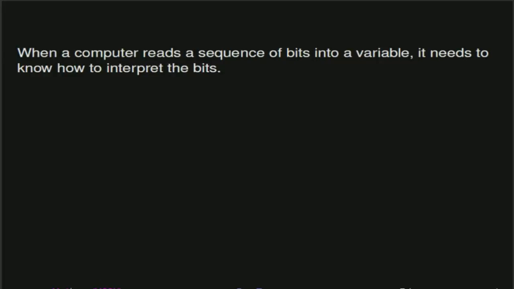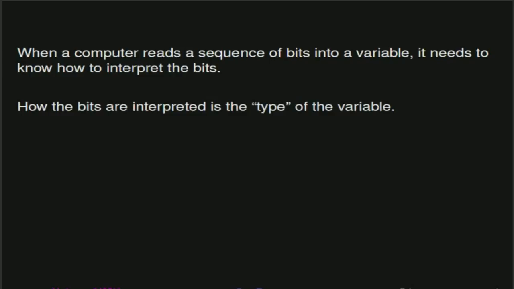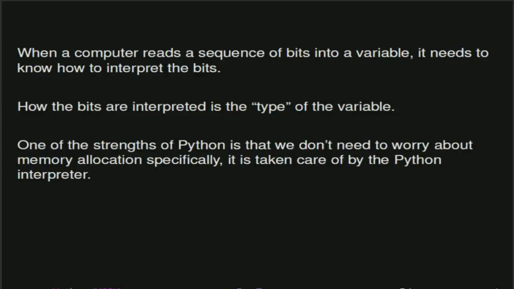So when a computer reads a sequence of bits into a variable, it doesn't necessarily know how to interpret the bits. And so how the bits are interpreted is really saying what type of variable we are using. Now, one of the strengths of Python is that we don't have to worry about memory allocation on its own. All that's taken care of. The Python interpreter handles that, and so that's not something that we need to consciously be aware of. That's not true for other languages like C, where we do have to worry about memory allocation. For us, that's not going to be an issue.